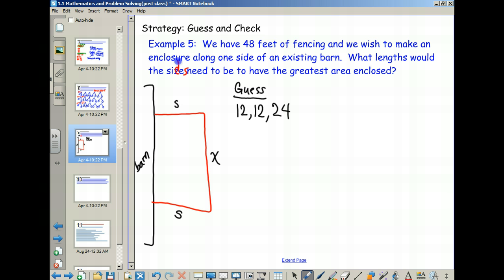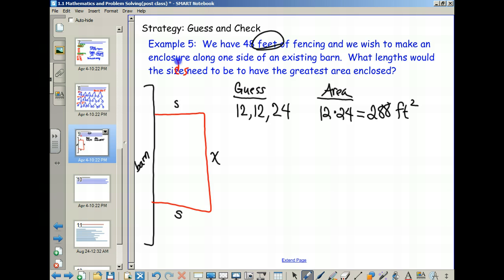All right, so how do I find the area then? This is the checking part. How do I find the area of a rectangle? Length times width. And in this case, that's 12 times 24. 288. And the units would be in feet, so it would be feet squared. Okay, so this is one option. That sounds pretty good. But maybe there's something that's more.